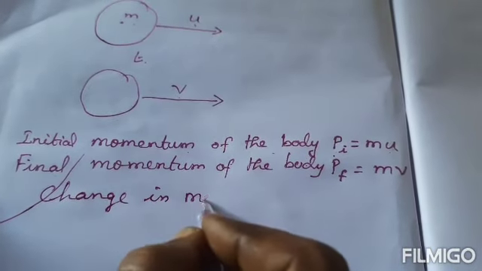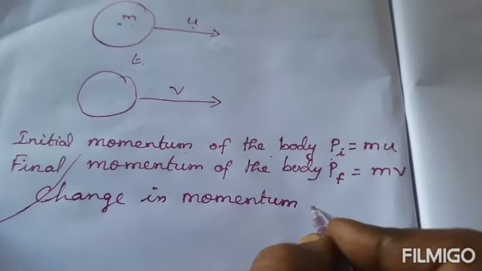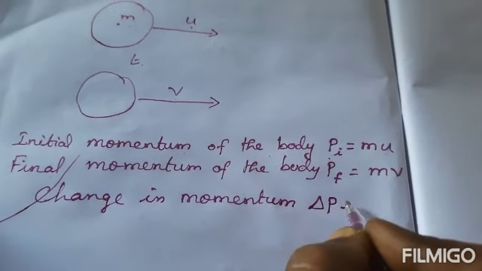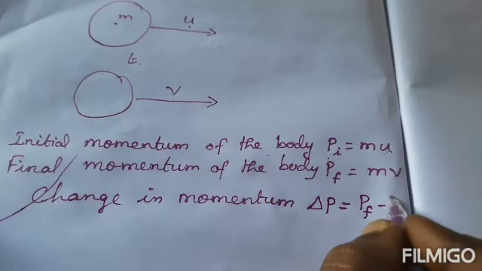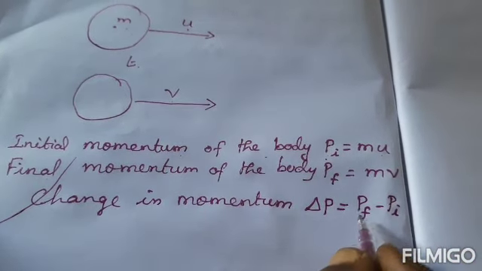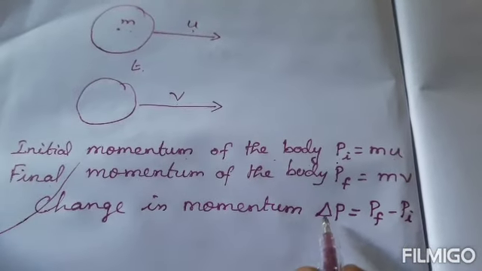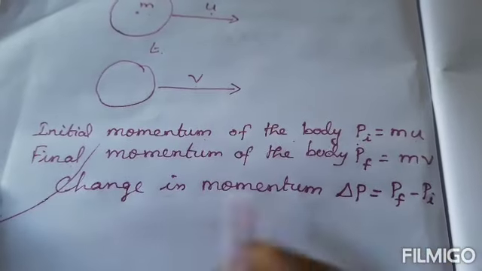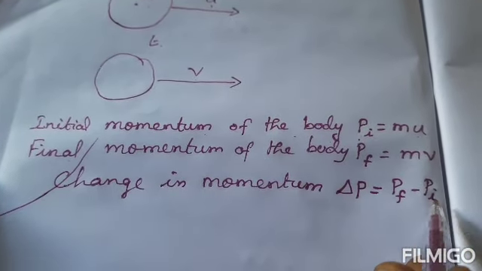Change in momentum, delta P, equal to Pf minus Pi. First final you have to write, next one initial. So change in momentum delta P equal to Pf minus Pi.